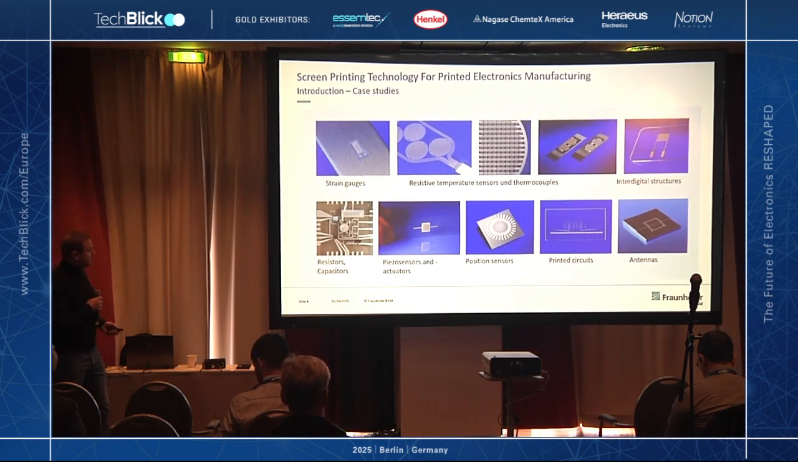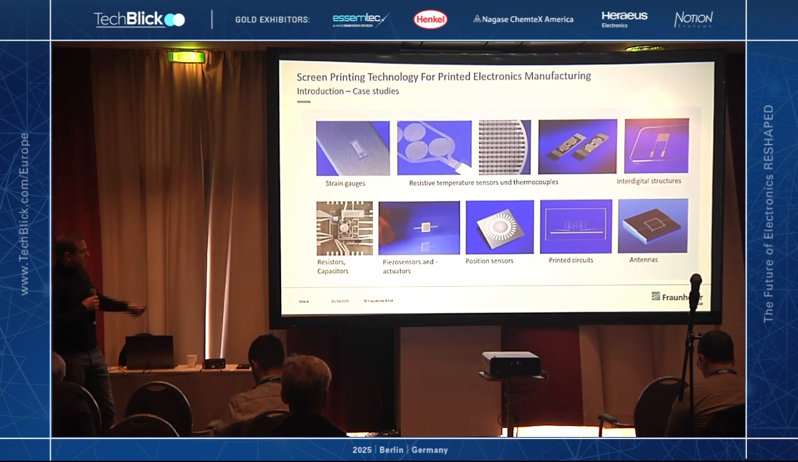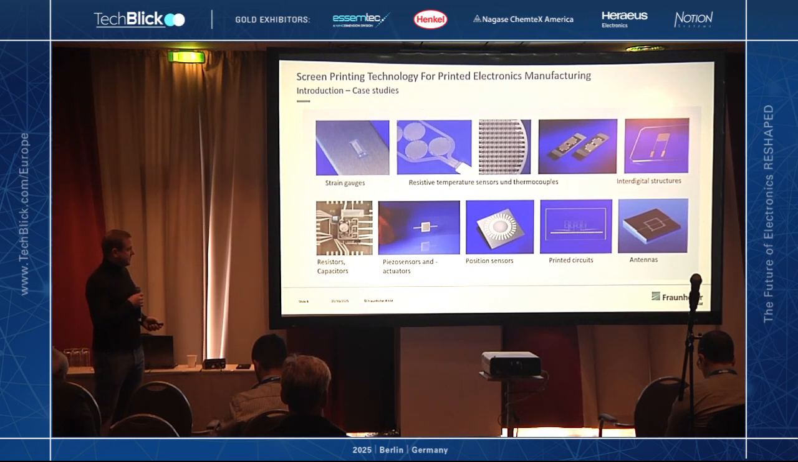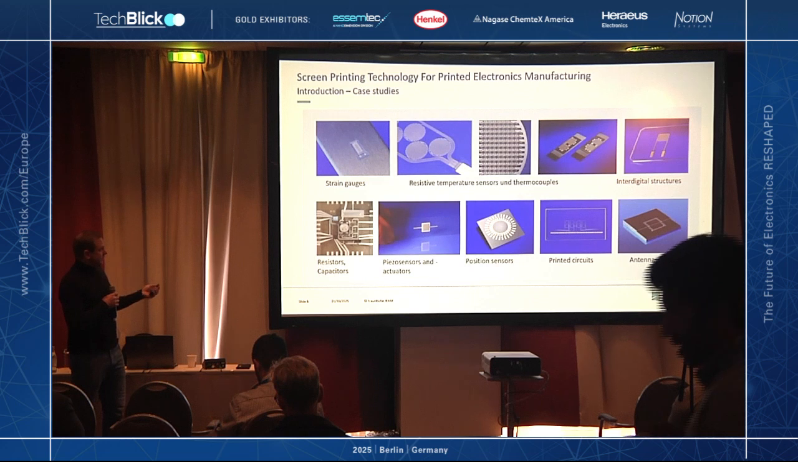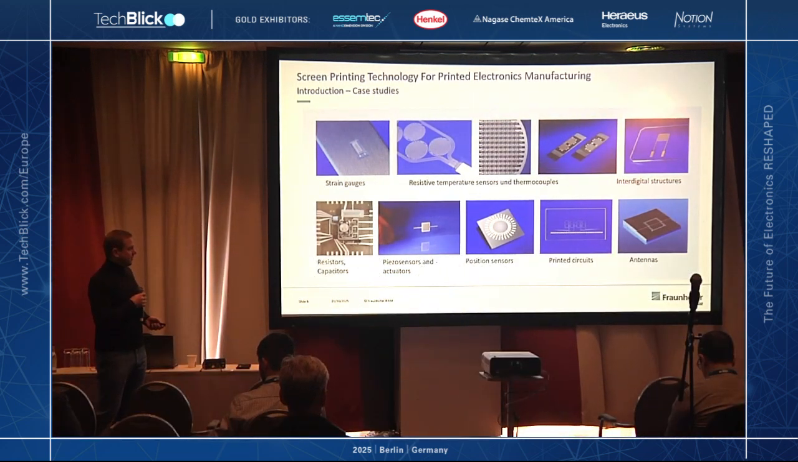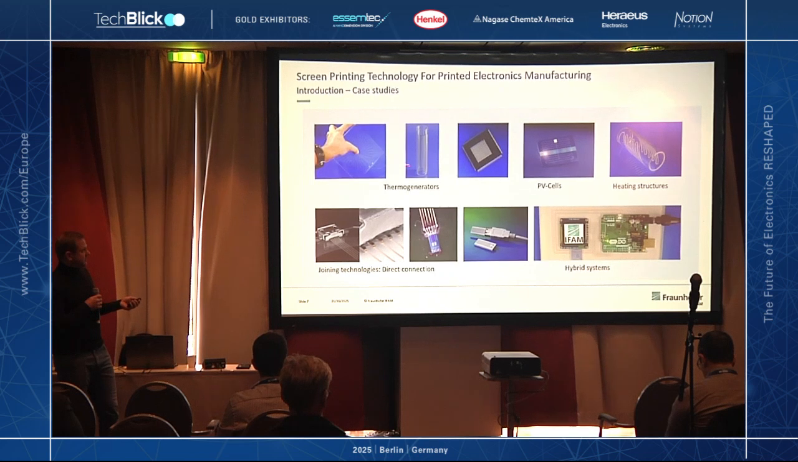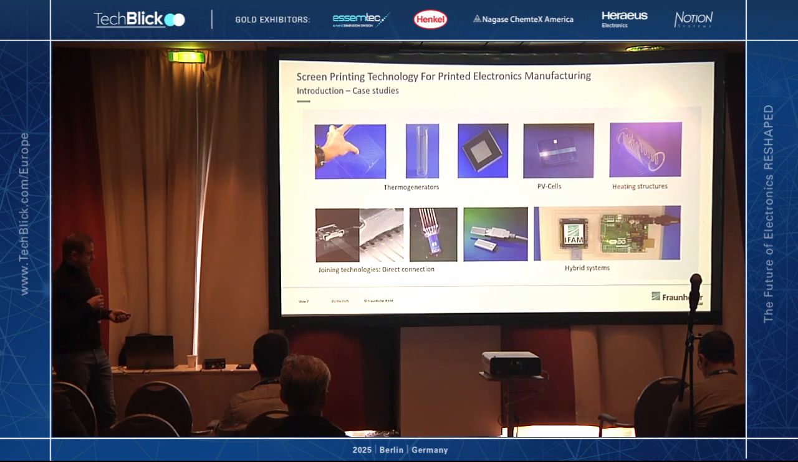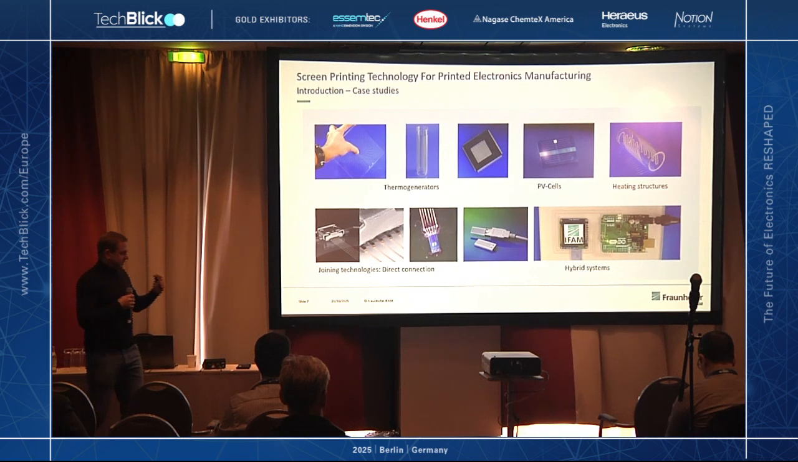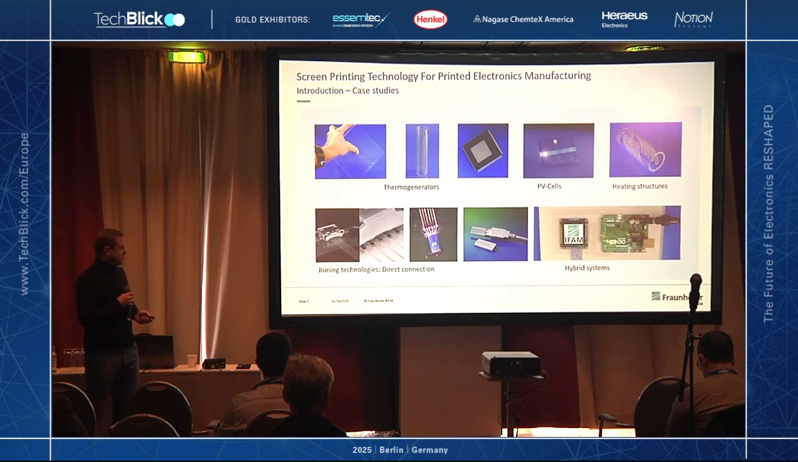Here is a short overview to see what kind of things we are doing with our printing approaches. I will not go over all these different sensors or active structures, just to give you an overview. So we are really covering a whole range of systems, which then also extend to active things like thermogenerators or PV cells, heating structures. One main field is also the hybrid systems, or how we can connect both worlds, the conventional one and the printed one, with joining technologies.